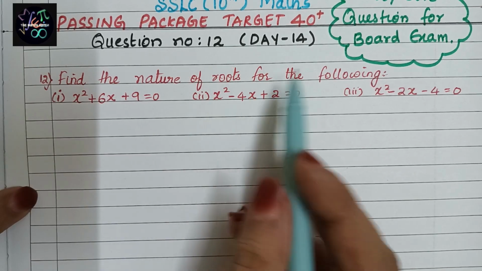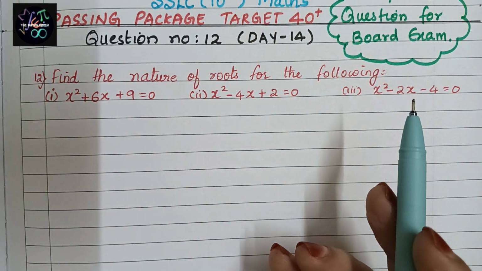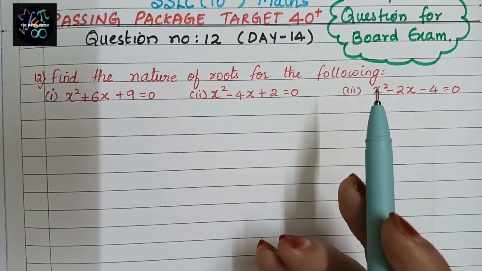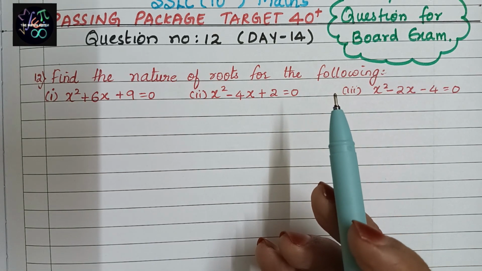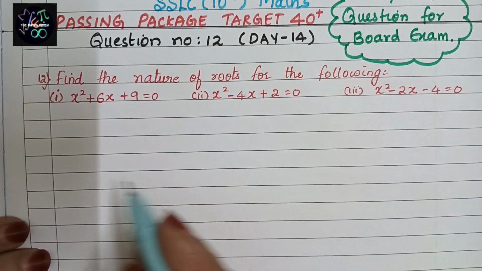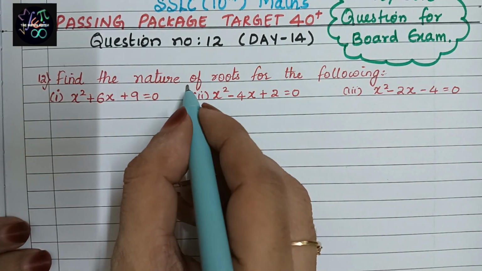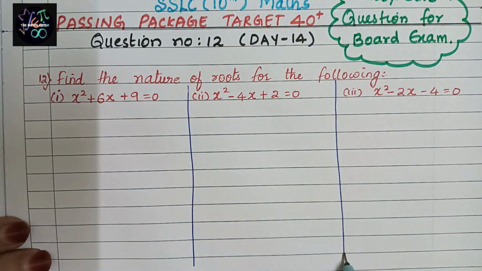Find the nature of root for the following quadratic equations. Here they have told to find the nature of root. Sometimes the question comes as discuss the nature of root, or sometimes they ask to find the value of discriminant. So let us see the first question here. We have three questions and these are very important questions.